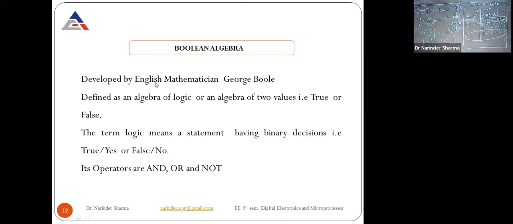Boolean algebra was developed by the English mathematician George Boole. It is based on two values, true or false. True means 1, false means 0. This is for the positive logic. The term logic means a statement having a binary decision, that is true or false, either yes or no. Its operators are and, or, and not.